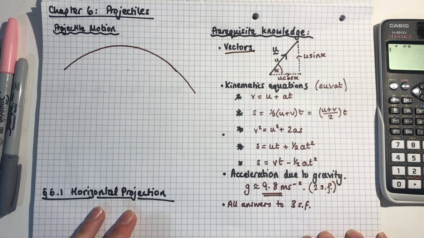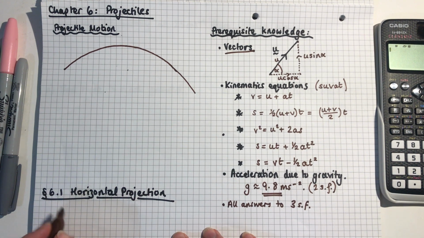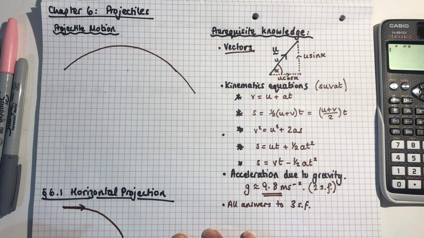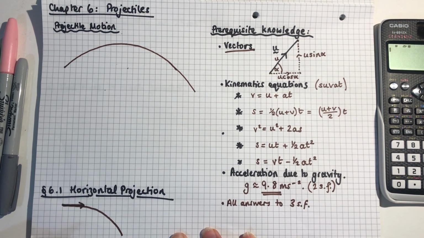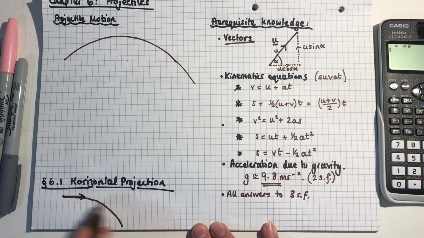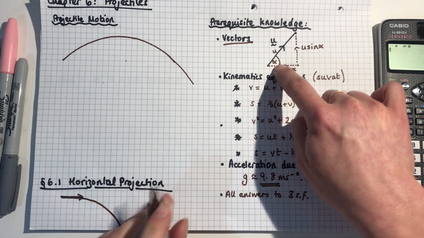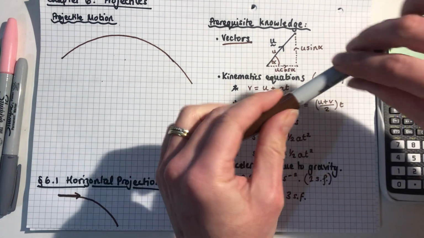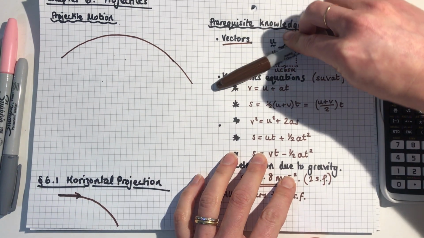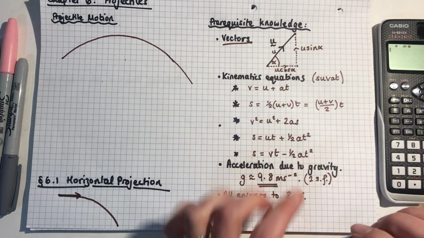So we're going to look at horizontal projection first of all. Horizontal projection is where, imagine you're standing on a cliff and you throw something horizontally off the top of the cliff, like a rock into the sea, and its motion goes down like that, and the rock lands and splashes in the sea. That's horizontal projection. And on horizontal projection, your angle of projection here, imagine bringing this vector, let me show you with my pen, bringing this vector down to the horizontal, that angle is 0.